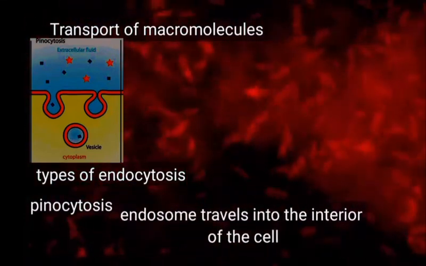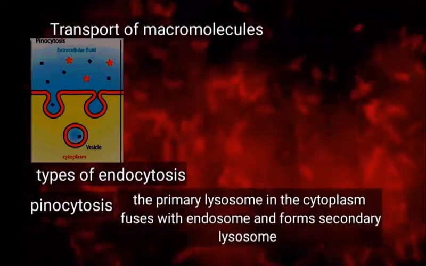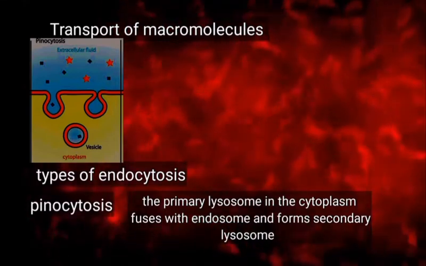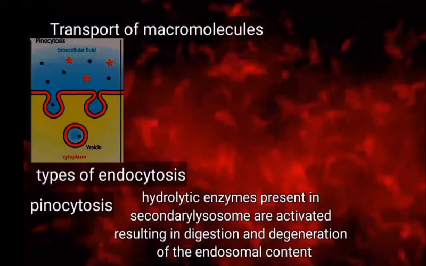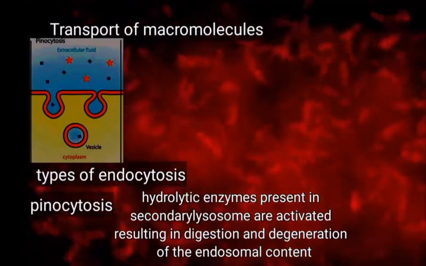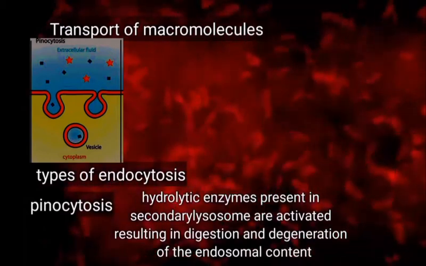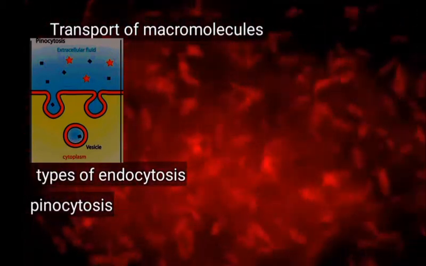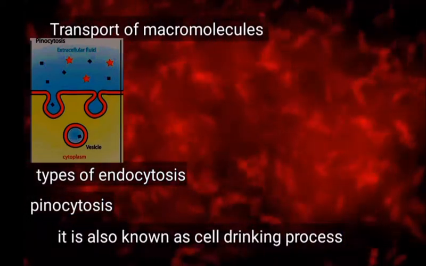Now the endosomes travel into the interior portion of the cell. The primary lysosome, which is already present in the cytoplasm of the cell, now fuses with the endosome and forms a secondary lysosome. The hydrolytic enzymes present in the secondary lysosome are activated, resulting in digestion and degeneration of the endosomal content. In this way, the macromolecules are consumed in the form of droplets or fluids by the cell, so it is also known as the cell drinking process.